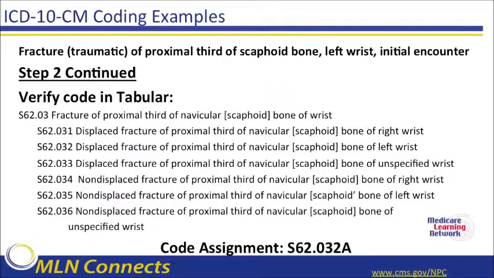The correct code for an initial encounter for a traumatic fracture of the proximal third of the scaphoid bone of the left wrist is S62.032A, displaced fracture of proximal third of navicular scaphoid bone of left wrist, initial encounter for closed fracture. Although the documentation of the diagnosis didn't indicate whether the fracture was displaced or non-displaced, or open or closed, per the instructional notes under S62, it is coded as displaced and closed.